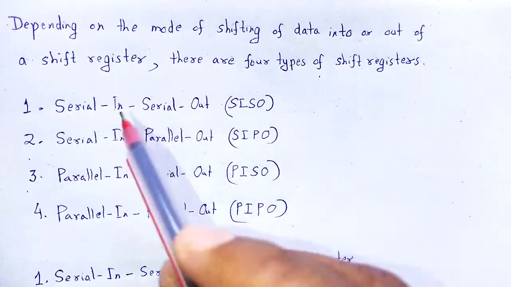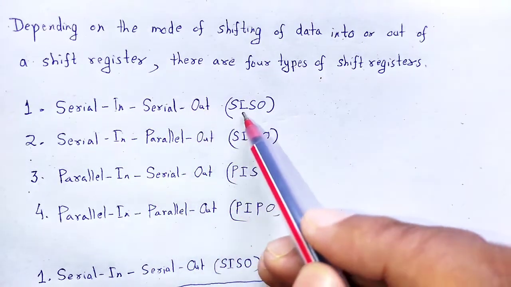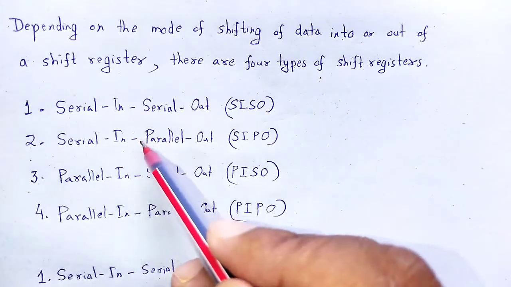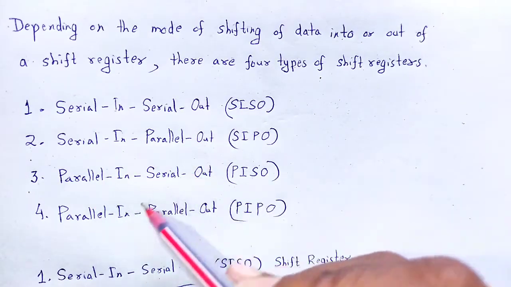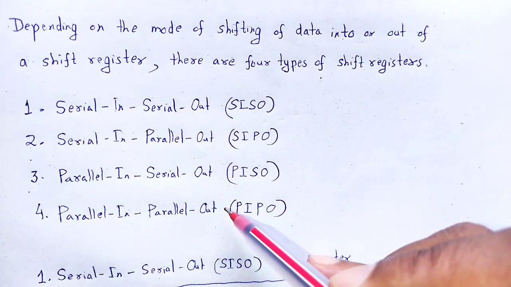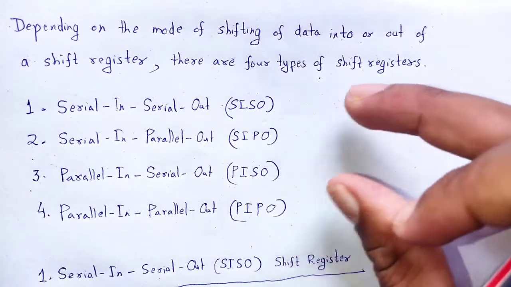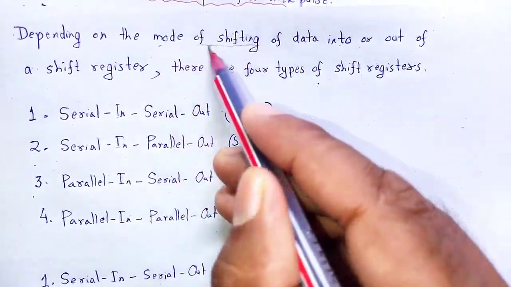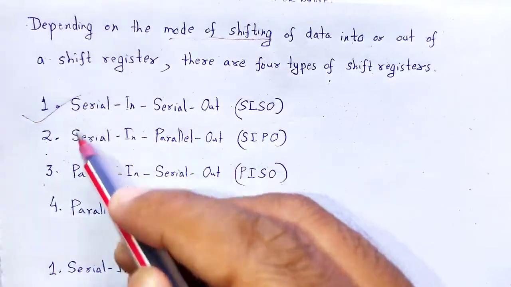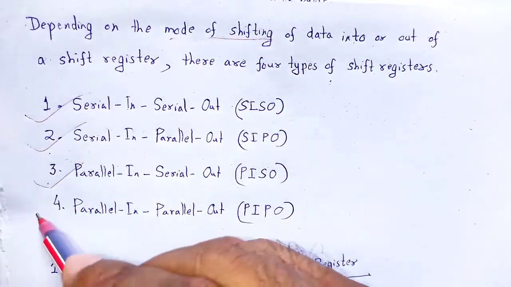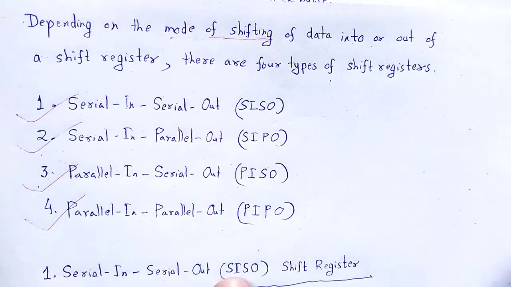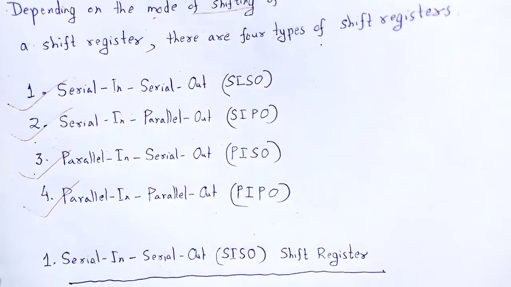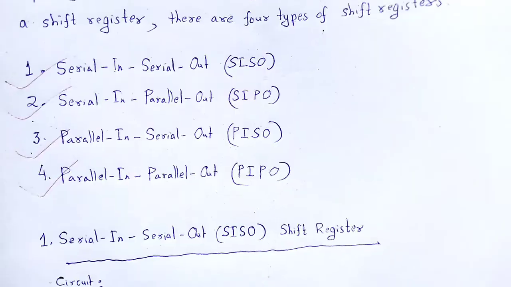First category, serial in, serial out, SISO. Serial in, parallel out, parallel in, serial out, and parallel in, parallel out. 4 different kinds of shift register. Let us discuss all these shift registers one by one. And here we take these shift registers only up to 4 bits.